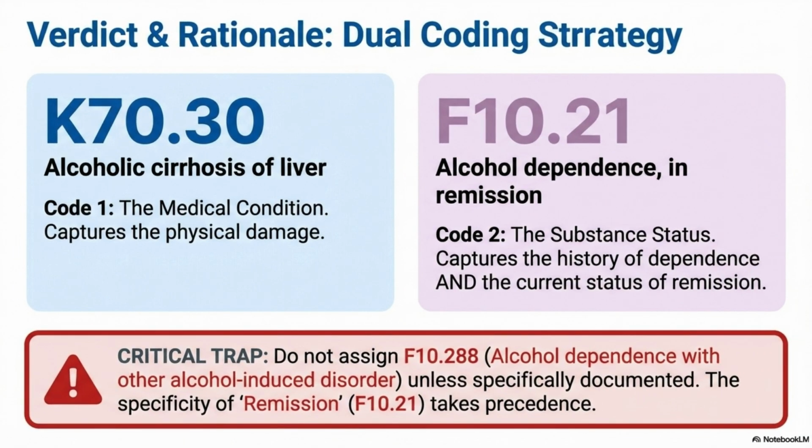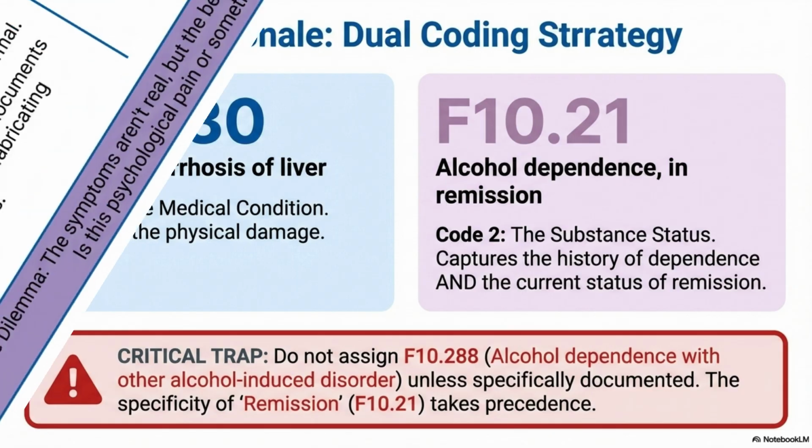To capture the full picture, we need two codes. First, we code the physical condition. K70.30, alcoholic cirrhosis of liver. Then we code the behavioral status, F10.21, alcohol dependence, in remission. And here's a quick reminder. We don't use F10.288 unless the provider specifically documents other alcohol-induced disorder. Remission has its own dedicated code, and it takes priority.